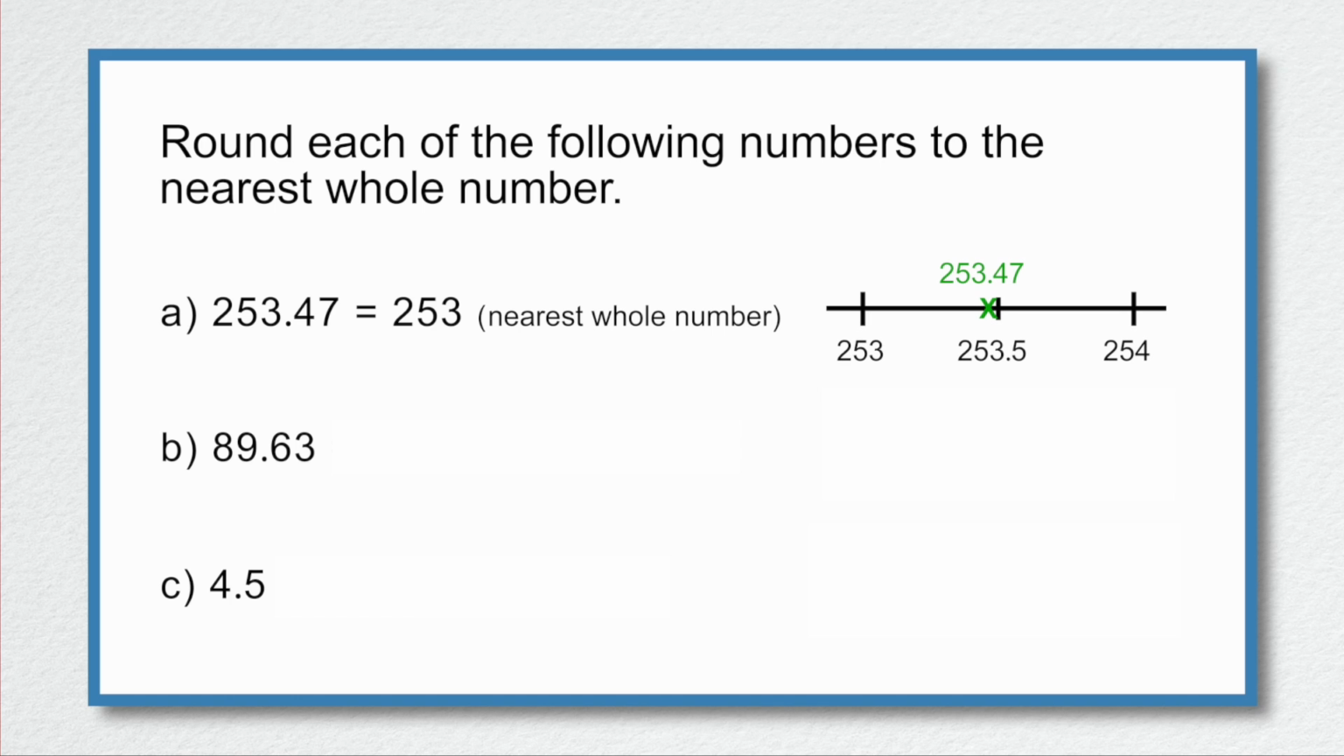And this is how it would look on a number line. What the question was asking when rounding 253.47 to the nearest whole number is, do we round this down to 253 or do we round it up to 254? The midway point is 253.5, and here is where 253.47 is approximately on that number line. It's just below halfway, and therefore we round down to 253.